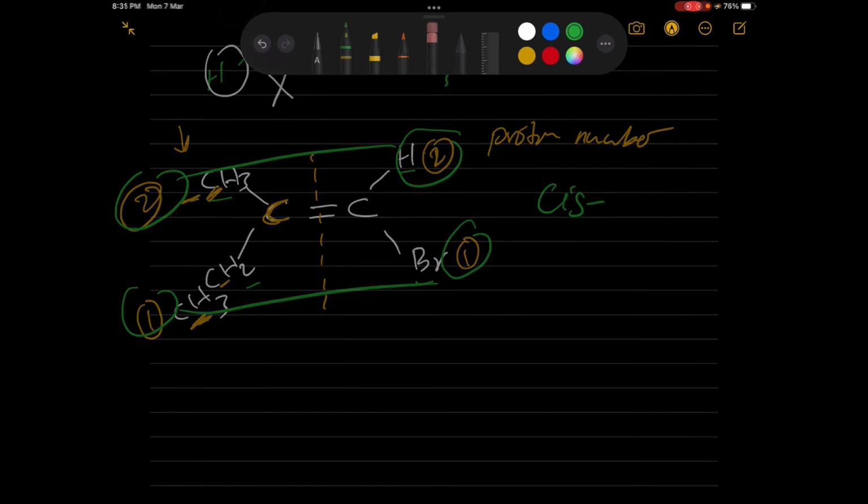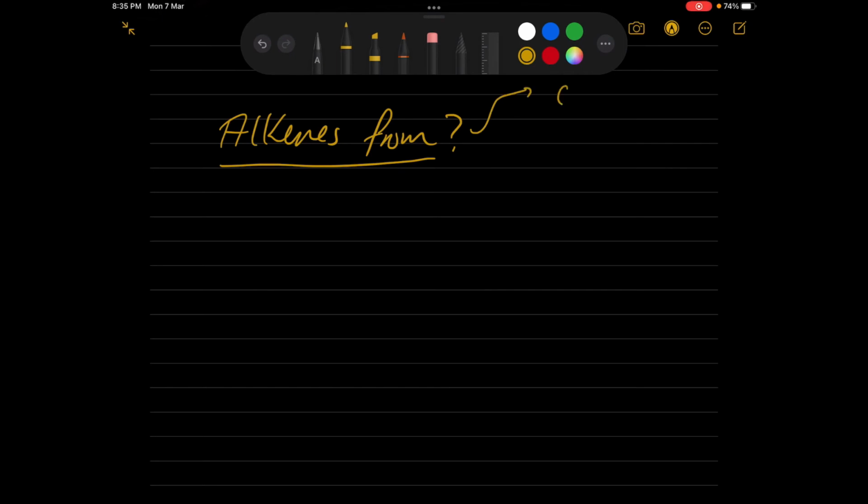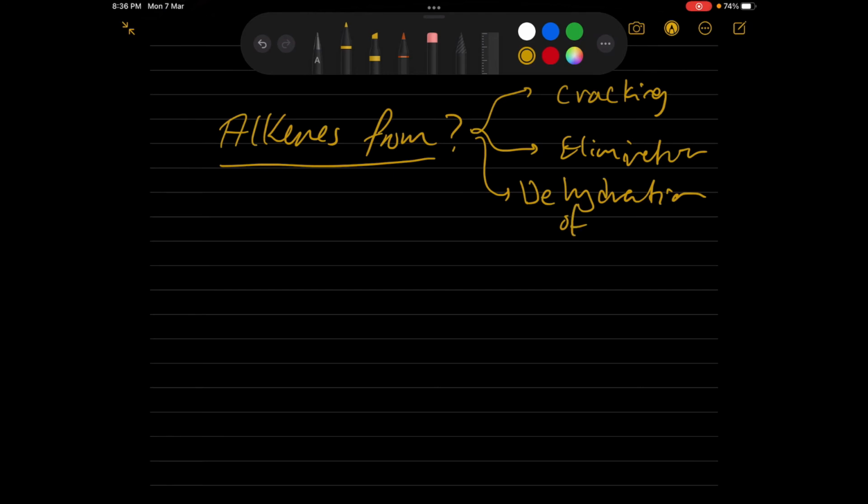You can call it as you like. Question is, where do we get alkenes from? Actually, alkenes can be produced by cracking, and you could produce them by elimination or the dehydration of alcohol. So we have different reactions that lead to producing these alkenes.